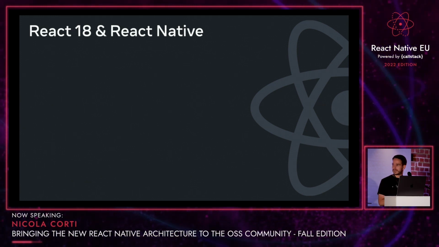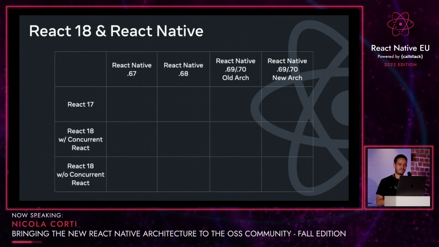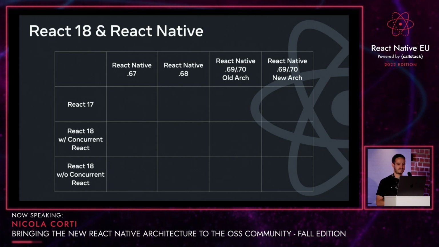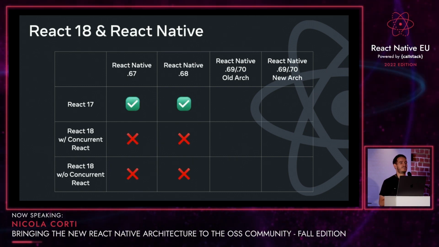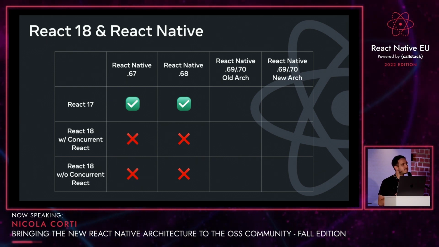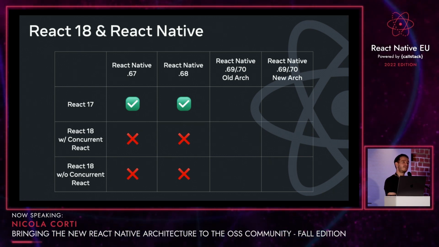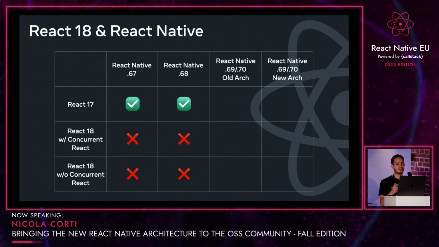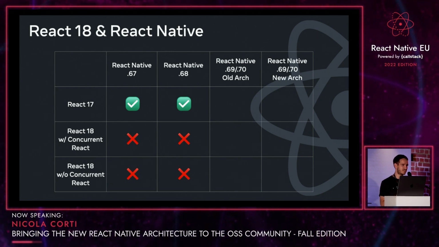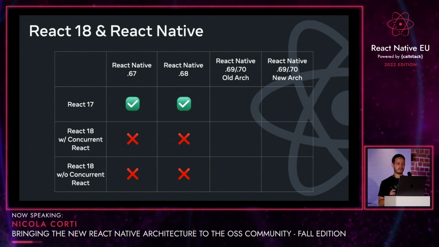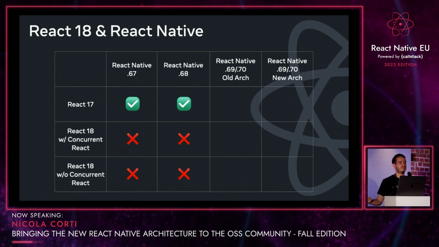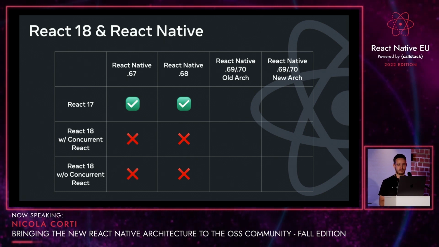Well, it's crucial to understand that if you are on React Native 67 or React Native 68, you are essentially on React 17. Even if you go on your package.json and change the version of React, at runtime you will still be running on React 17. The way React and React Native are versioned is tightly coupled. So React Native decides which version of React to consume. With 69, 70, and so on, you can actually use React 18.